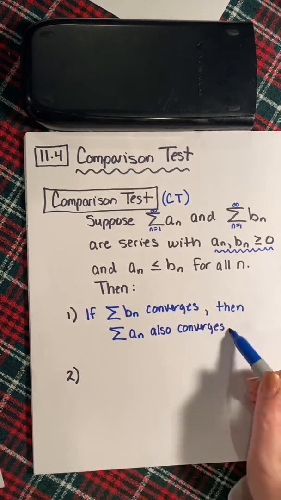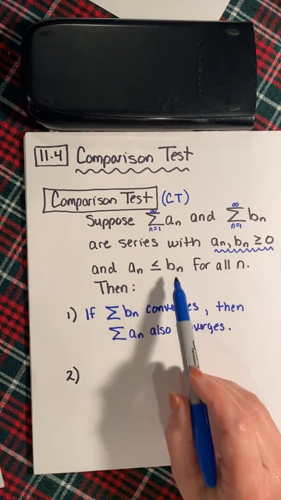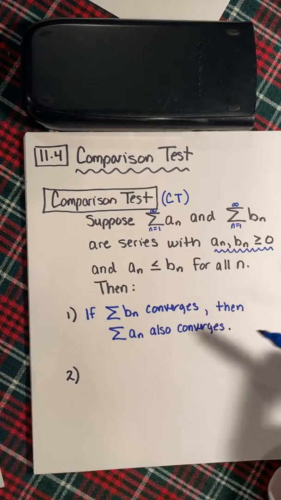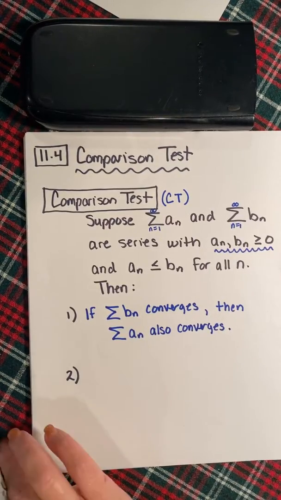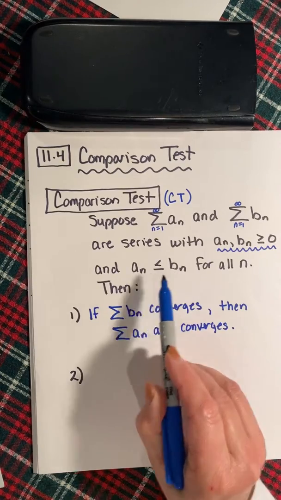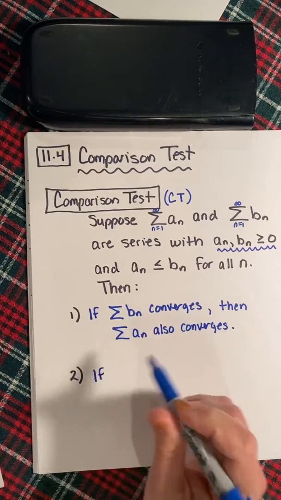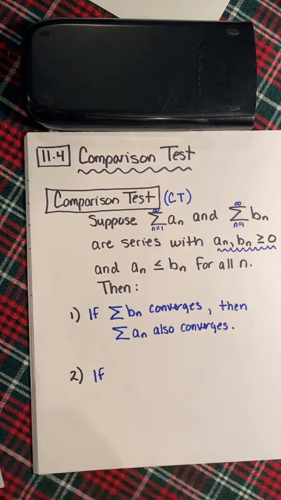All right, so what this is saying is that if we can sandwich the terms of a series between a convergent series and 0, then that series must also converge. So if it's below a convergent series, then that one must also converge. Okay, if we know something about this, we can determine something about this guy.